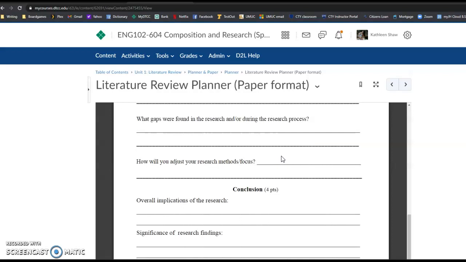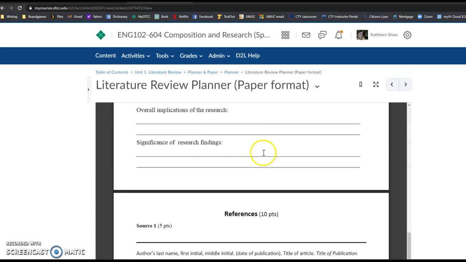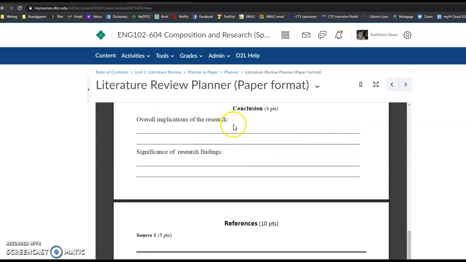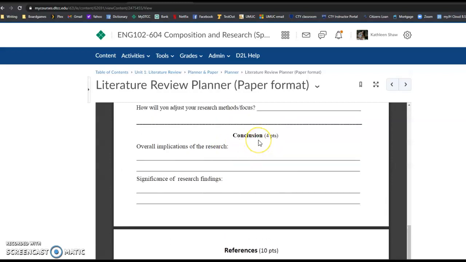Are you going to look for more articles using the library databases to bolster your not-as-academic sources? Are you going to use Google Scholar to find some studies to back you up? How are you going to change your patterns? Overall, these are two really good ones right here in the conclusion to explain: overall implications of the research.